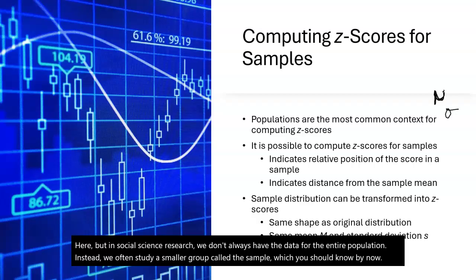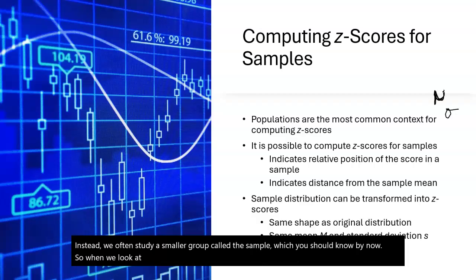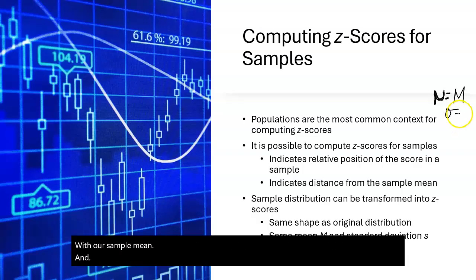So when we look at z-scores in a sample, when we use that sample data, we replace our population mean with our sample mean, and our population standard deviation with our sample standard deviation. This is lowercase.